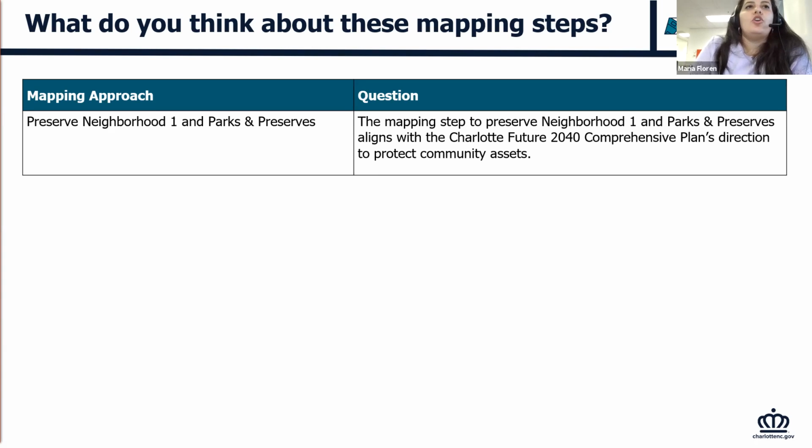Well, the goal that we're trying to do here is to preserve neighborhood 1, parks and preserves, and manufacturing and logistics. It might make sense as we continue and show the full mapping process. Continue on, and I hope everybody else participates.